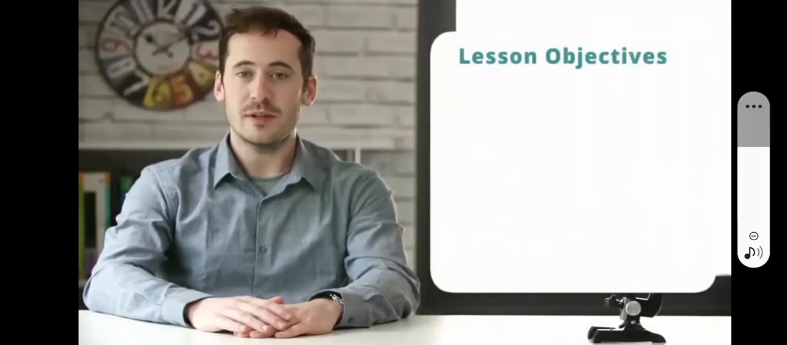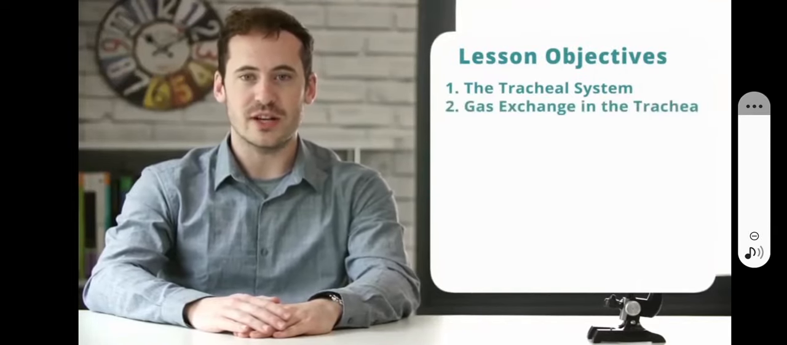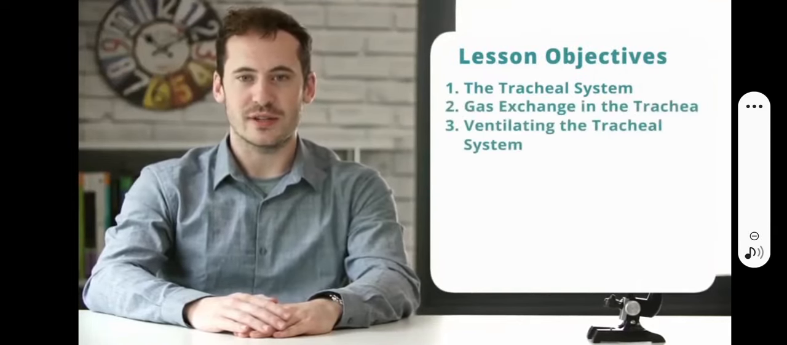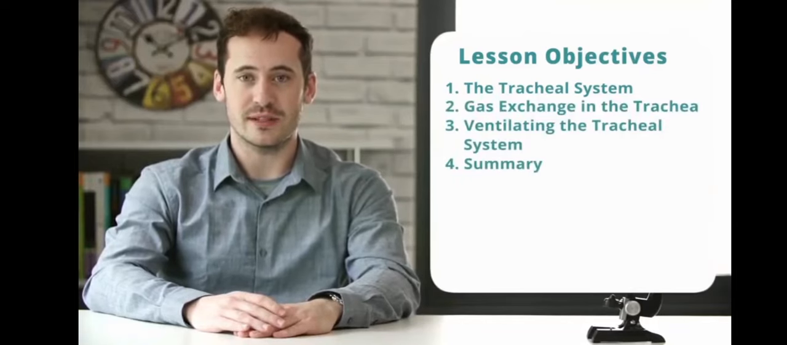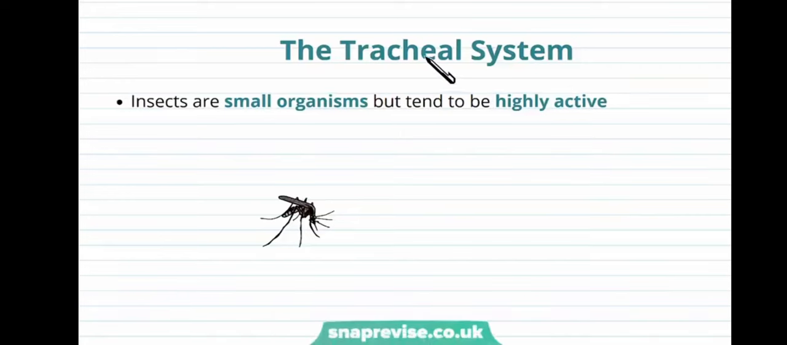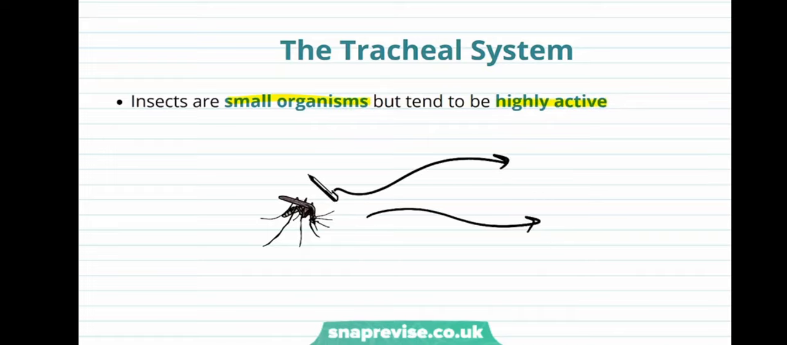Hi guys, in this video we'll be looking at the tracheal system, gas exchange in the trachea, ventilating the tracheal system, and then we'll finish with a summary. Insects use a slightly different method of gas exchange than humans or fish. They are highly active, often flying around, so they require a constant supply of oxygen and removal of CO2.